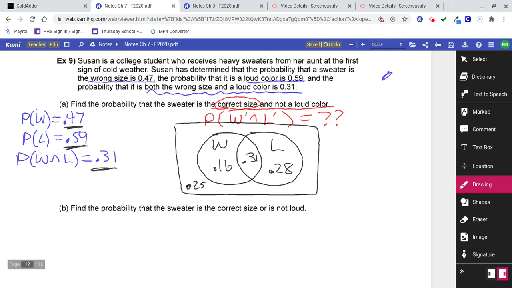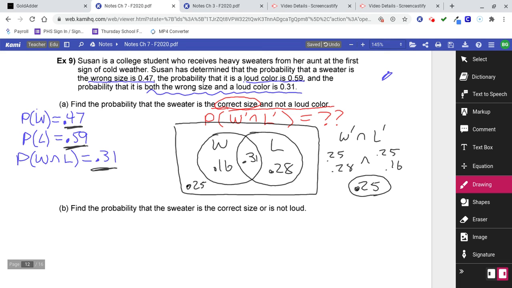Okay? So not wrong and not loud. Not wrong is 0.25 and 0.28. We're going to intersect that with not loud, which is 0.25 and 0.16. So if you look at the intersection, that answer is going to be 0.25. Not wrong and not loud is 0.25.